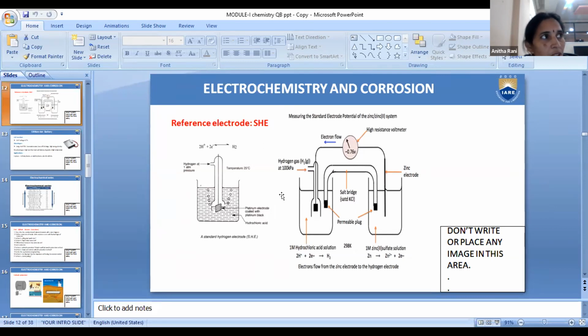Now tell me the formula again. Students, tell me the formula. E cell is equal to E cathode minus E anode. Now here the cathode is the standard hydrogen electrode. What is the potential? 0. Then 0 minus, what is the potential you got for zinc? 0.76. Okay, you can calculate now the electrode potential of zinc.